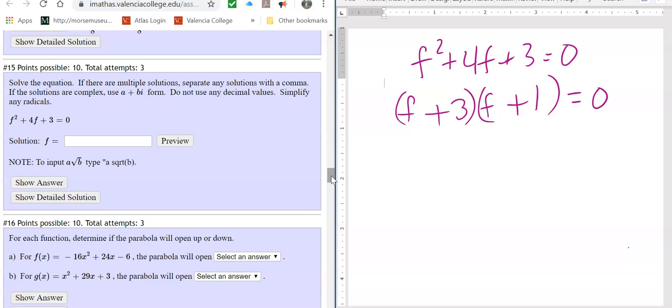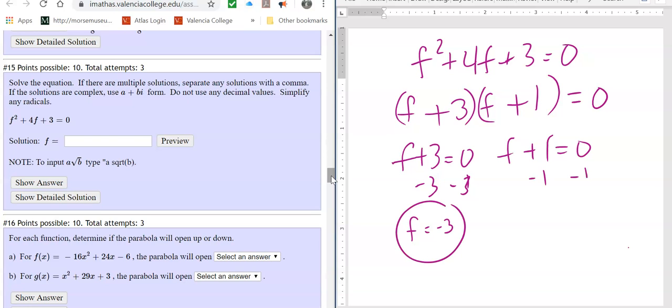Because I know that 3f plus 1f will be 4f. So f plus 3 is equal to 0, and f plus 1 is equal to 0. So f is equal to negative 3, and f is equal to negative 1. Okay? Now, make sure when you put them in that you separate them with a comma. Now, you could use the quadratic formula for that one if you wanted to. Not a problem. Or once again, you could use the calculator.